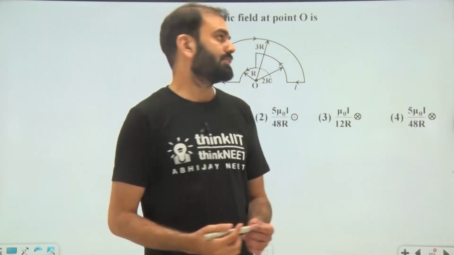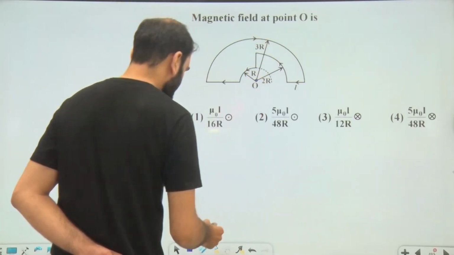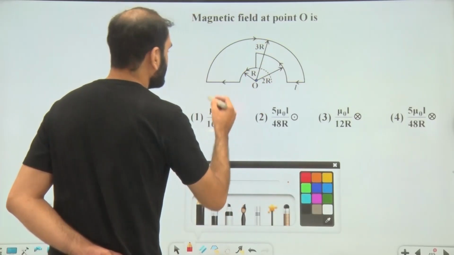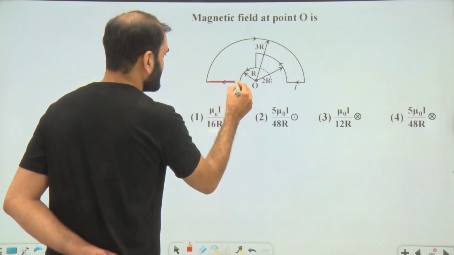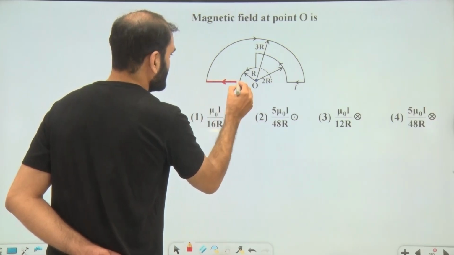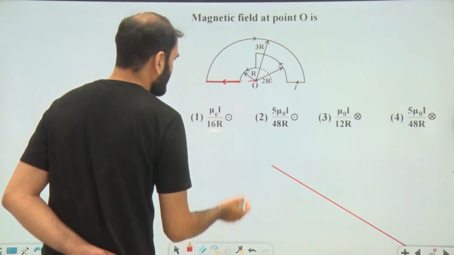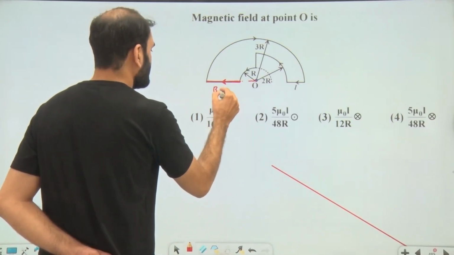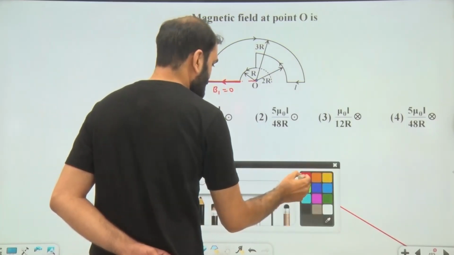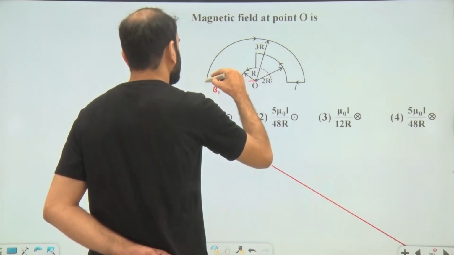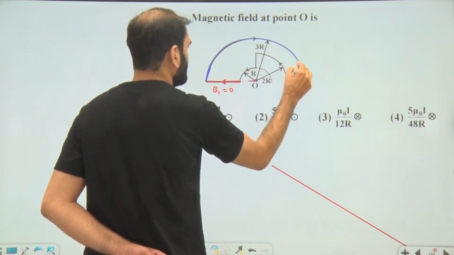Hello student, here is the question: you have to calculate the magnetic field at point O. You can see the current elements here. The first element passes through that point, so its magnetic field B1 will be equal to 0. The next element is this one, so due to this element, let's say the field is B2.